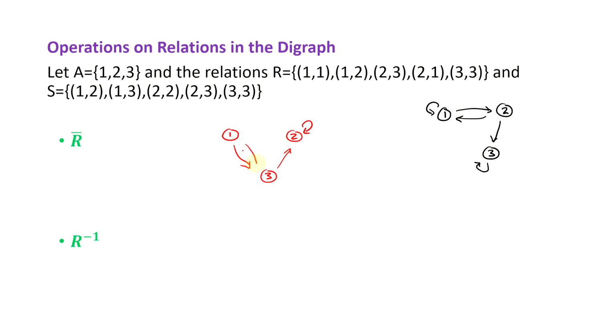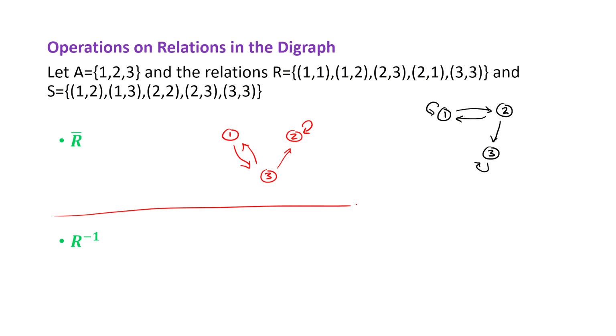And there were no edges between 1 and 3, so the missing 2 guys are right between 1 and 3. And that's it in terms of the complement. In other words, any edge that could be added in but isn't in the original digraph goes in the complement.